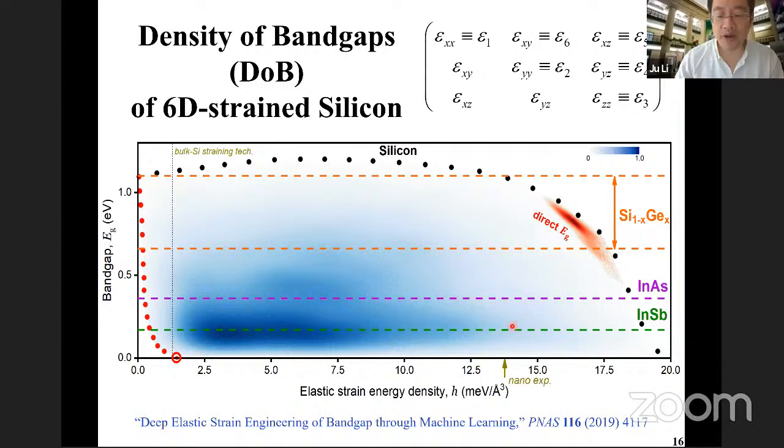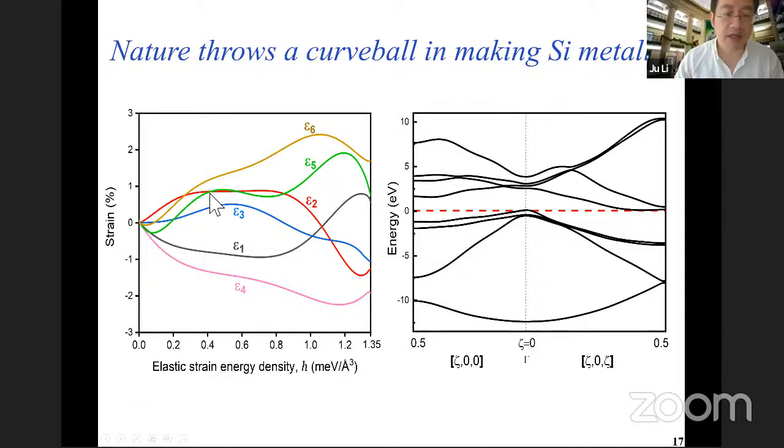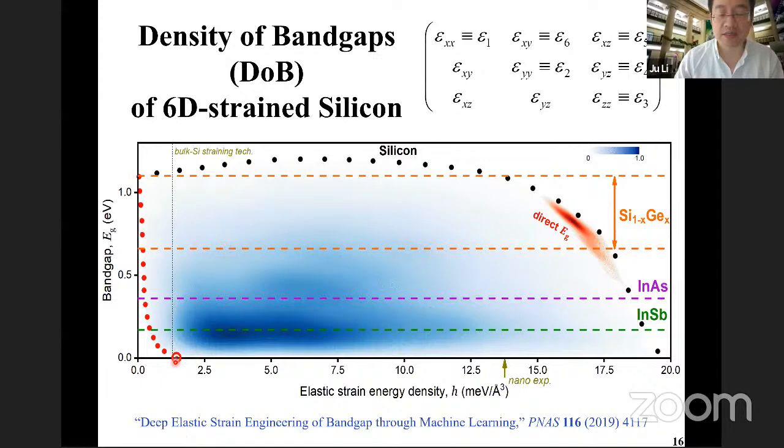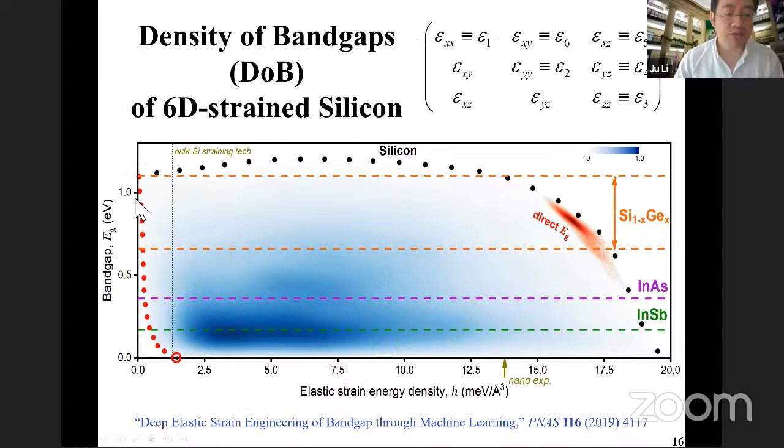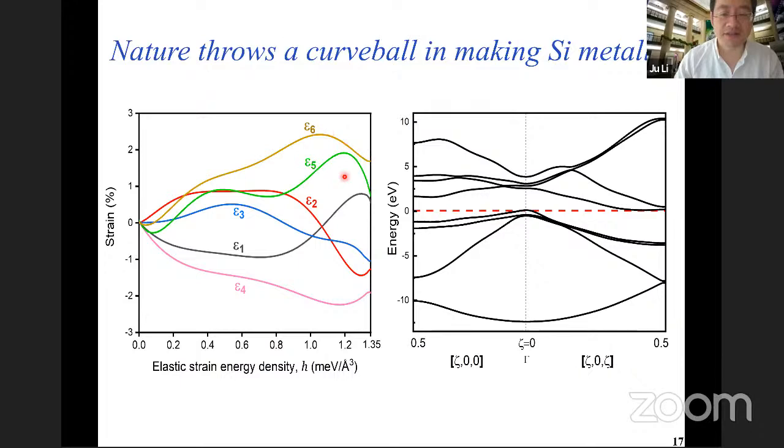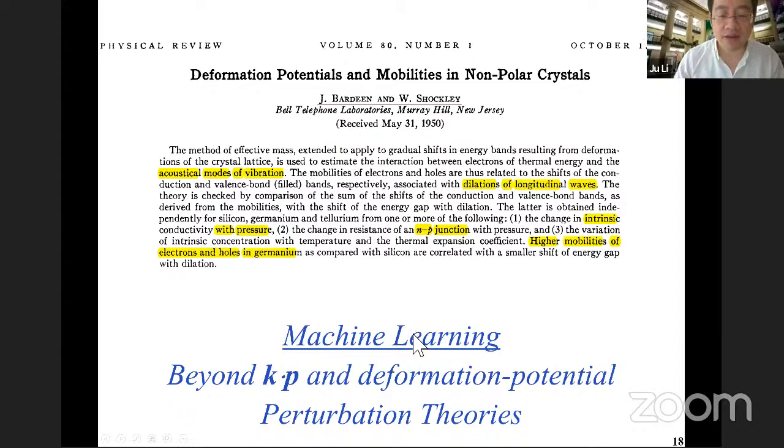And let's compare this strain path with perturbation series. So what I'm showing you here are the six strain components in the Voigt notation. And this is the very first metallic silicon, with the least amount of strain energy. And what you see is that nature throws a curveball. In other words, if you use k·p theory, then you have these tangents. They will be the direction of steepest descent to reduce the band gap of silicon around here. But to make it truly metallic, the path curves. And this turned out to be the first metal. And this is the reason we need to do machine learning. You just can't do perturbation theory when you try to navigate these deep strain spaces.